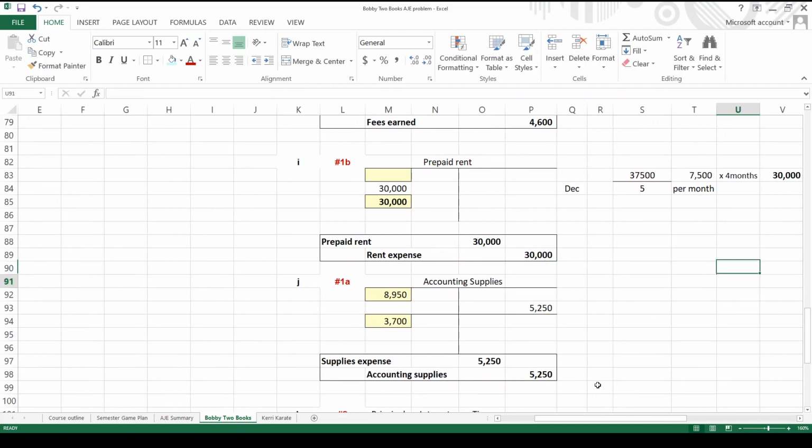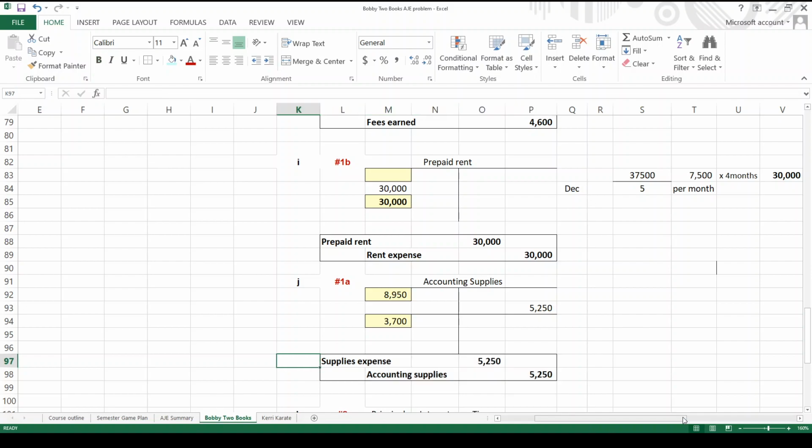Okay, the balance is $8,950. We want it to be $3,700. We need to knock off $5,250. So you just find the difference between these numbers and you make an entry, $5,250. This is an accounting 1 type adjusting entry right there, type 1A. Cost was initially charged or debited to an asset account.